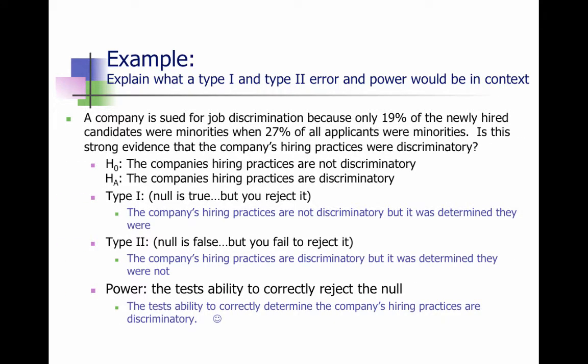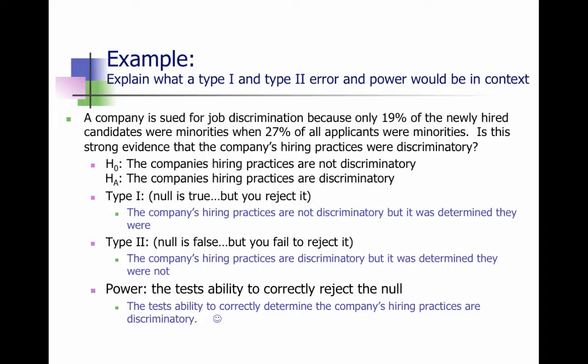So this example tells us that a company is sued for job discrimination because only 19% of the newly hired candidates were minorities, when 27% of all applicants were minorities. We want to know, is this strong evidence that the company's hiring practices were discriminatory? Again, it is important here to list what your null and alternative hypotheses are, and in particular, what they are in words. So our null hypothesis, the company's hiring practices are not discriminatory. And the alternative would be that their hiring practices are discriminatory.